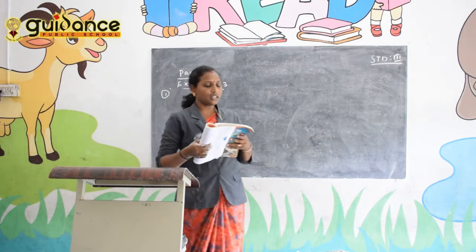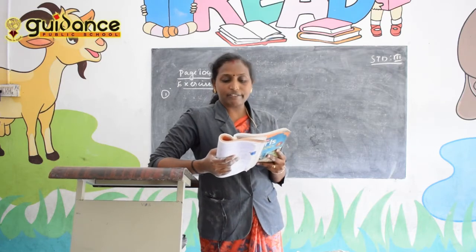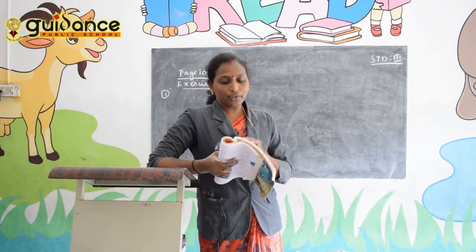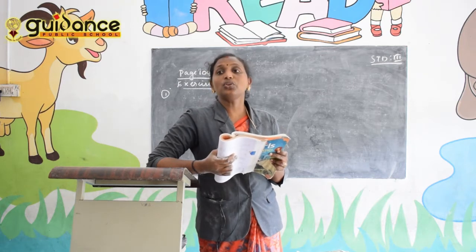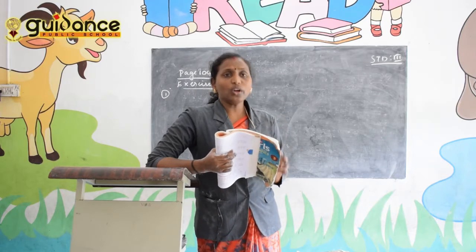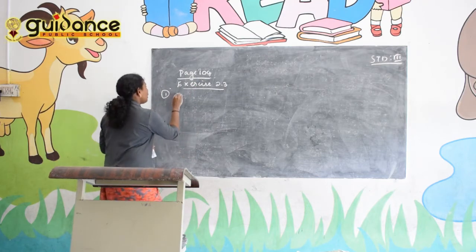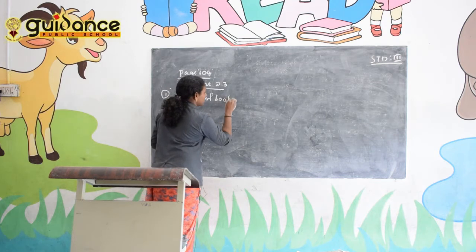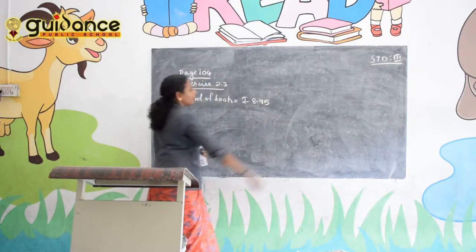Anu bought a notebook for 8 rupees 75 paise and a pen for 5 rupees 50 paise. How much money did she pay for the two items? So this is the question. Anu bought a notebook for 8 rupees 75 paise. What is the amount of the book? The amount of the book is equal to 8 rupees 75 paise.